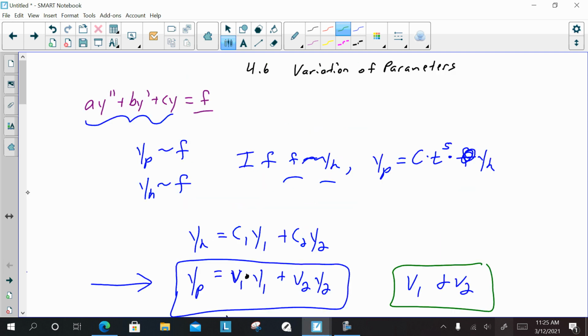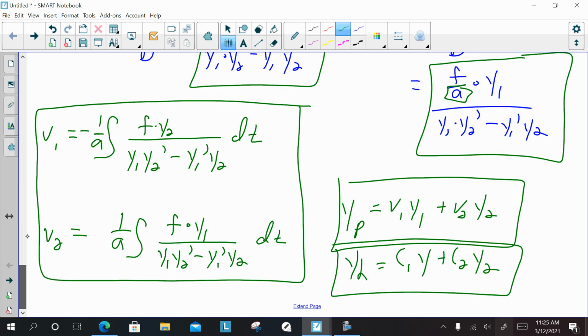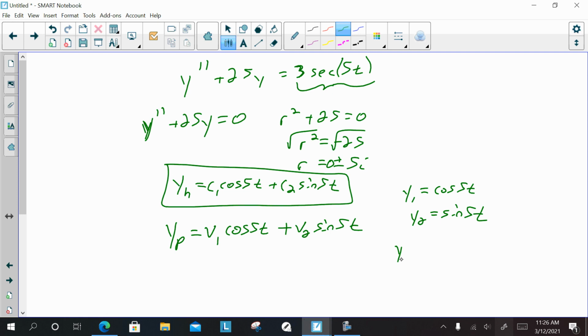So we're going to use the formulas that we came up with here to try to get v1 and v2. So we have y1, we have y2. Those came from our homogeneous solutions. So we need to get y1 prime and y2 prime. So y1 prime, the derivative of cosine is negative sine. So negative sine of 5t times the derivative of the inside. y2 prime, the derivative of sine is cosine times the derivative of the inside.